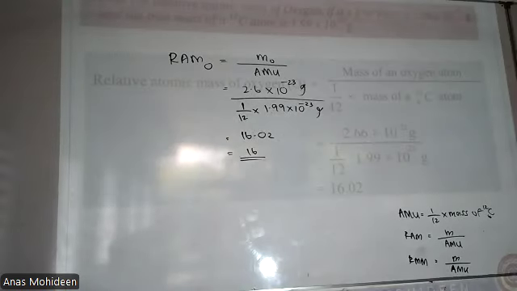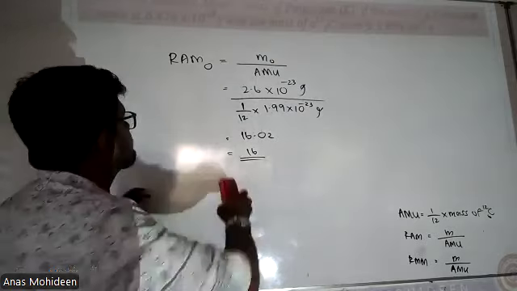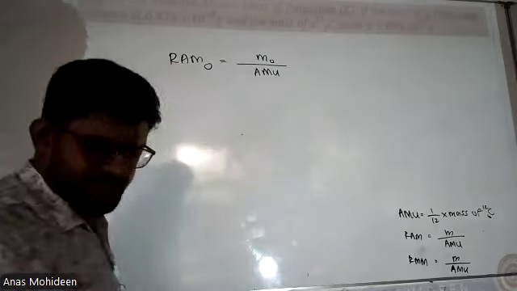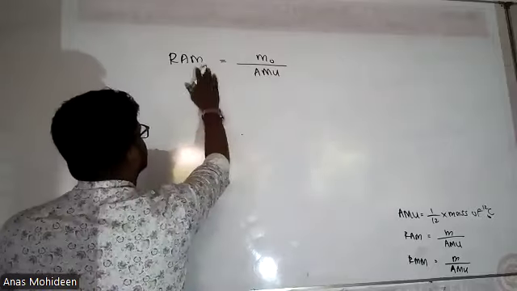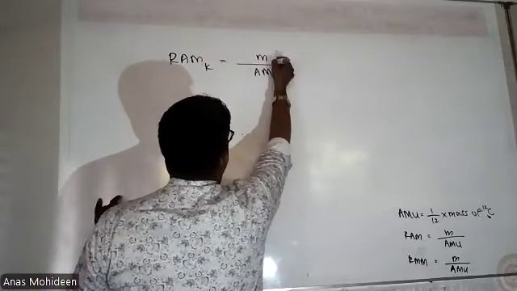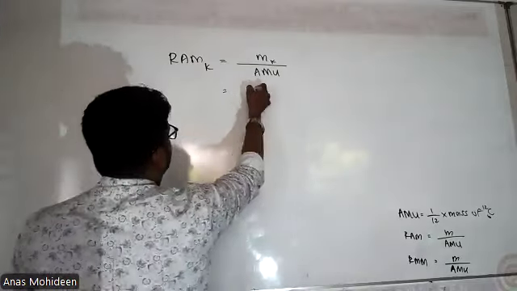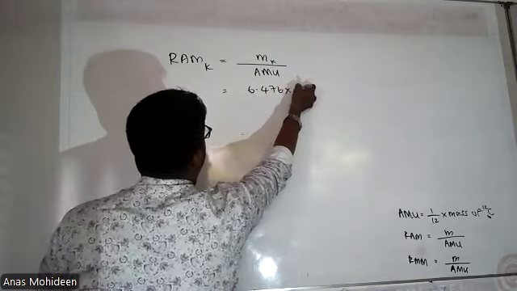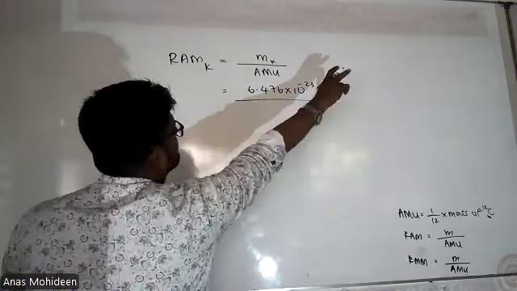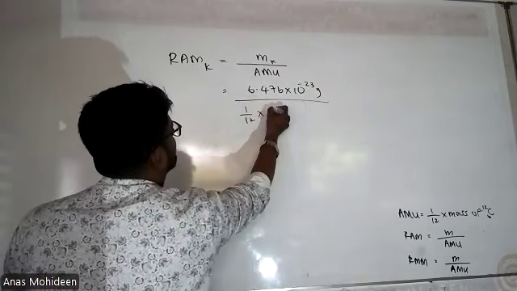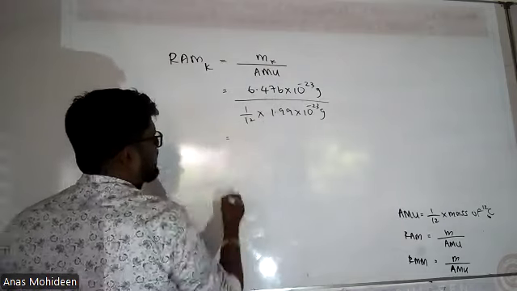Fine. Get the answer for the next one. Get the answer for the second one. What is the second one? Look here. It's about potassium. How do you write? Potassium, K: mass of potassium divided by AMU. What is the mass of potassium? 6.476 into 10 to the power minus 23 grams divided by mass of carbon 12, equal to the mass of K, given 1.99 into 10 to the power minus 23.